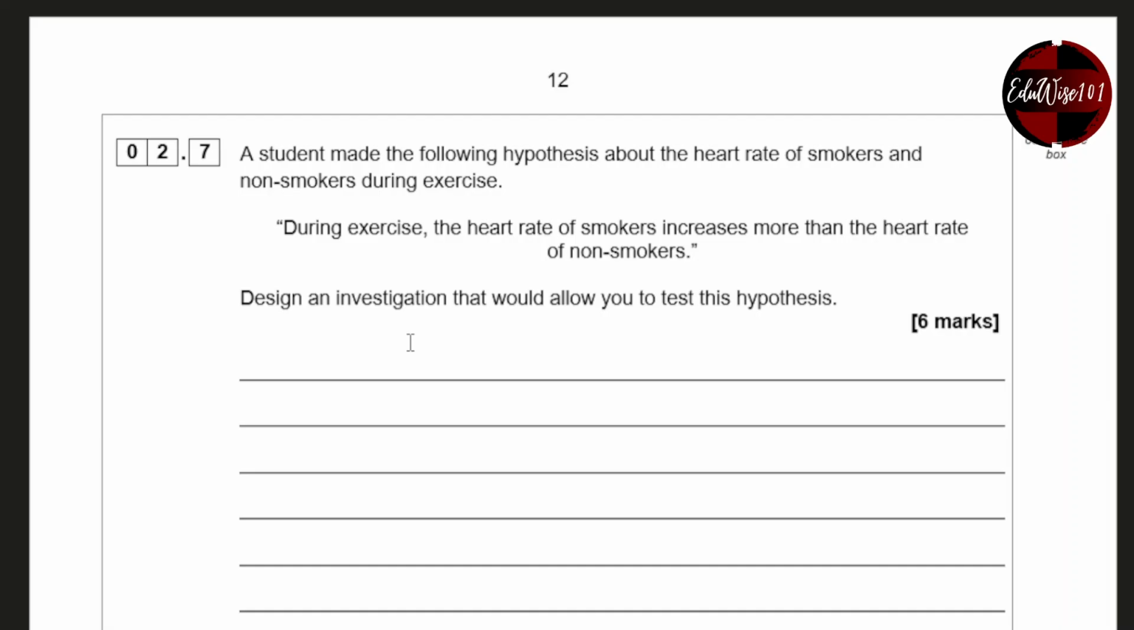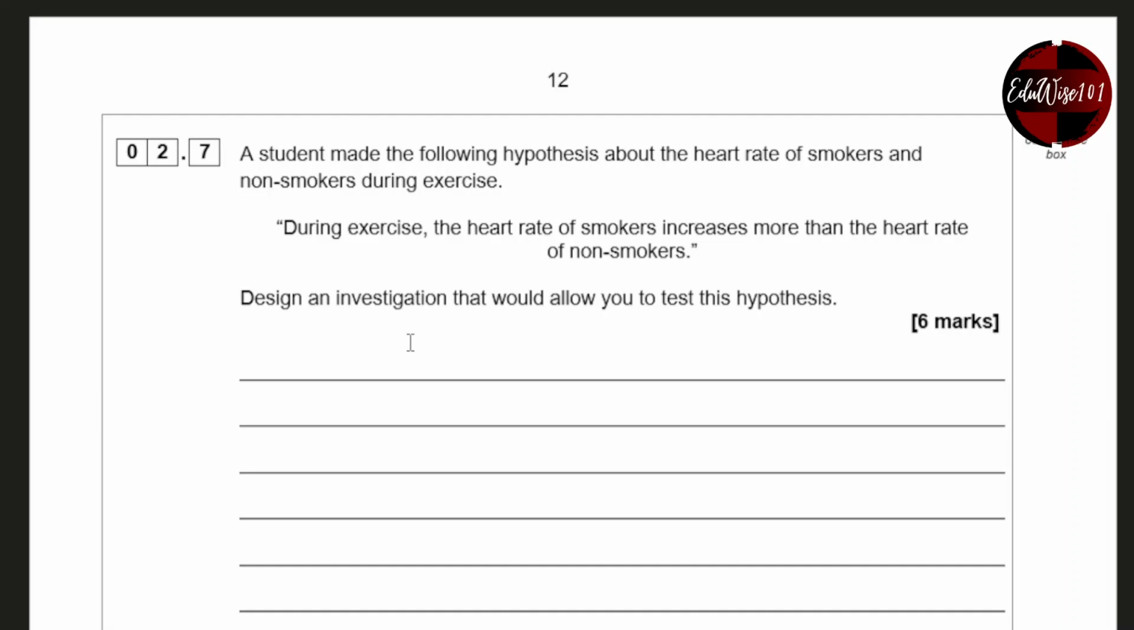(2.7). A student made the following hypothesis about the heart rate of smokers and non-smokers during exercise. During exercise, the heart rate of smokers increases more than the heart rate of non-smokers. Design an investigation that would allow to test the two hypotheses. Okay.